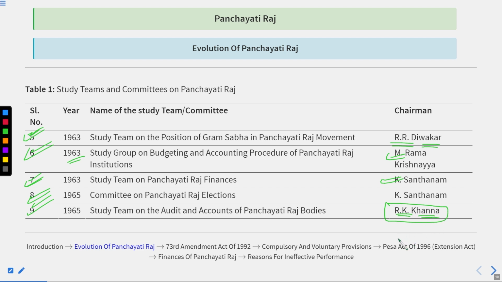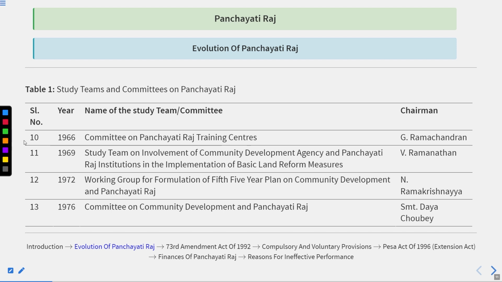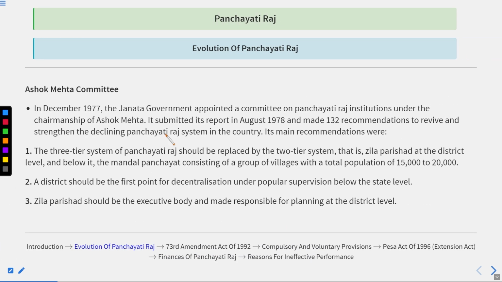Alright, so these are the things. In 1966, Committee on Panchayati Raj Training Centers by G. Ramchandran. 1969, Study Team on Involvement of Community Development Agency and Panchayati Raj Institutions in the implementation of basic land reforms measures. V. Ramnathan was the chairman. 1972, Working Group for Formulation of Fifth Five-Year Plan on Community Development and the Panchayati Raj, N. Ram Krishnaiya. 1976, Committee on Community Development and the Panchayati Raj by Srimati Daya Chobe. Okay, so these were the things.